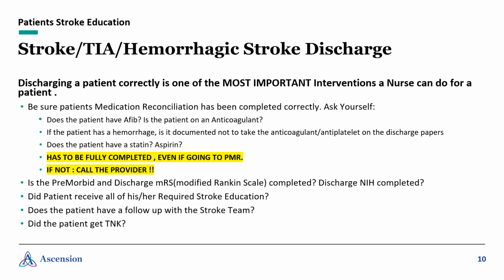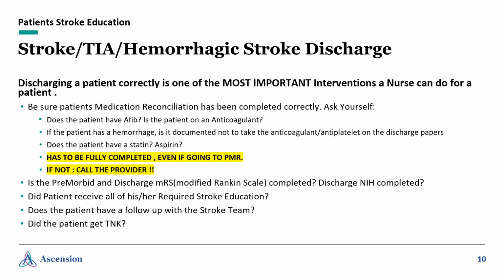Be sure that the patient's medication reconciliation has been completed correctly. One way to do this is to ask yourself the following questions. Does the patient have AFib? If you answered yes to this question, is the patient on an anticoagulant or is there a reason that the patient is not?